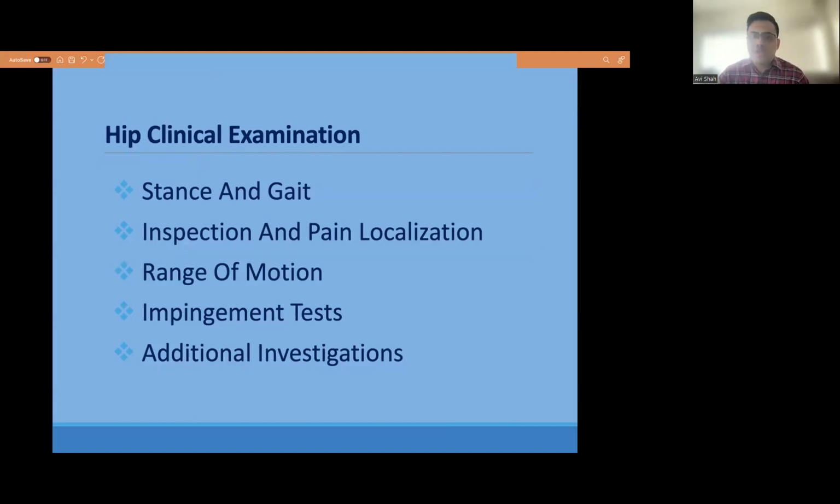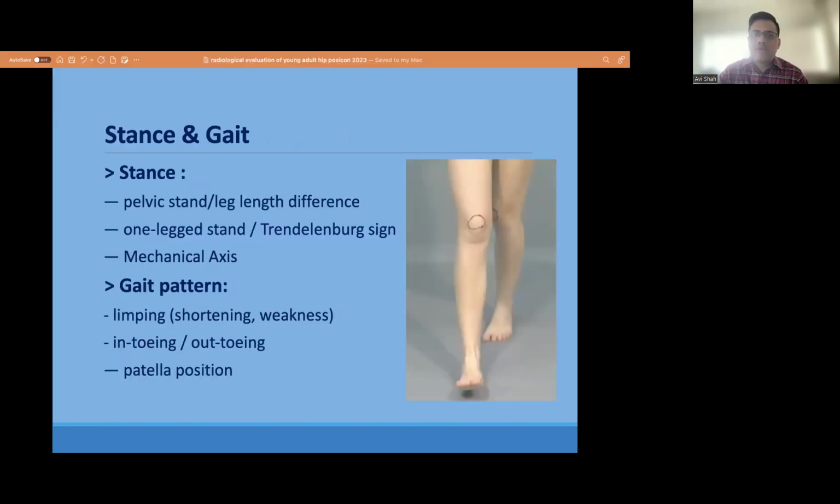So one is you need to check their stance and gait, inspect the hip and see where the pain is and try to localize the pain, check the range of motion. Then certain impingement tests are there, and then we have certain additional tests to look for other pathologies. So the first step is always look at the stance and the gait.